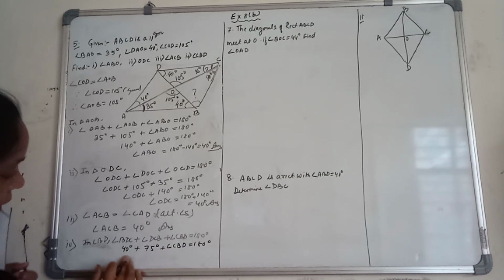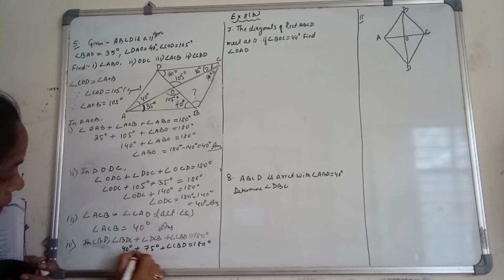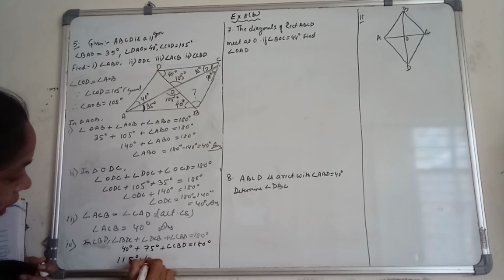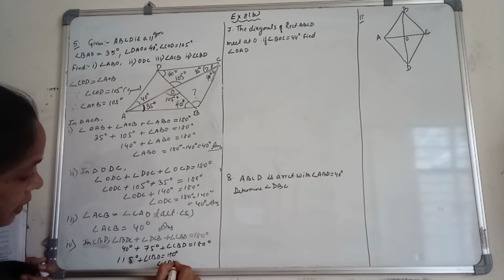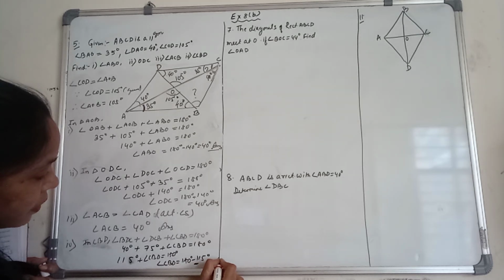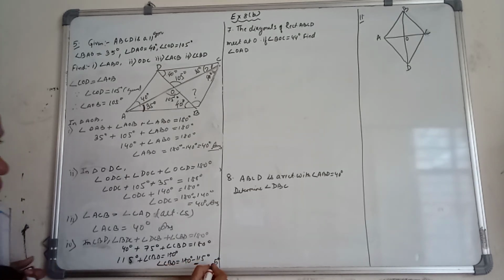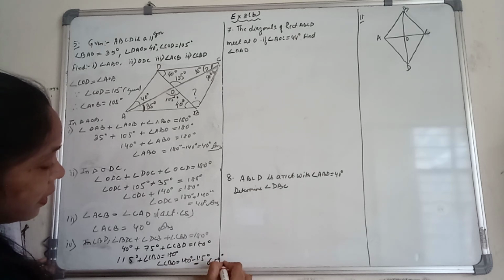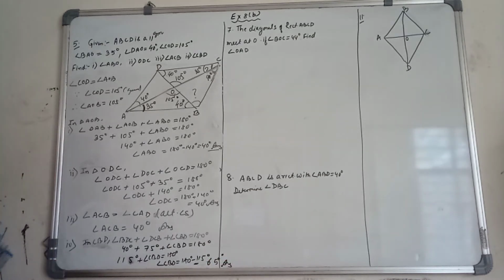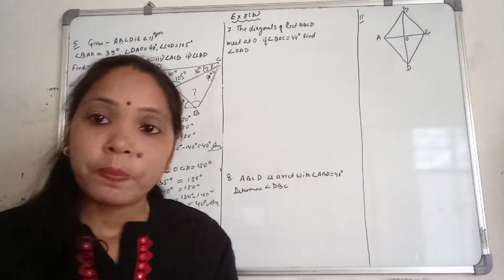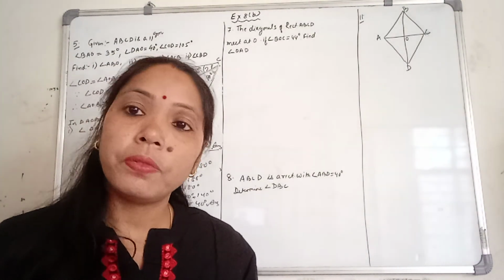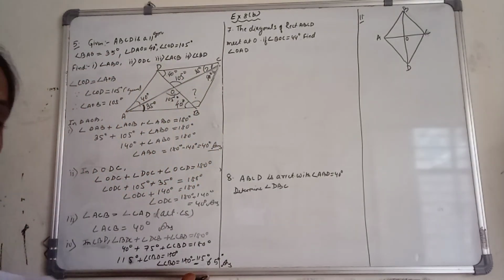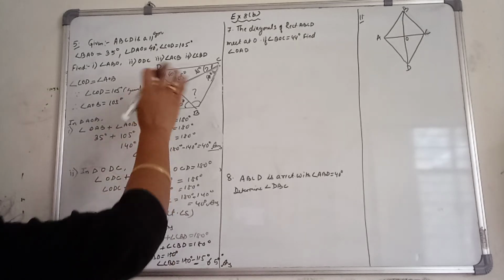So here add it. This one will be 115 degrees plus angle CBD, which is equal to 180 degrees. So angle CBD is equal to 180 degrees minus 115 degrees, which is equal to 65 degrees. So the last answer, number 4, is your 65 degrees. But in the book it is given as 60 degrees, which is wrong. So 65 degrees is your answer of the fourth part.